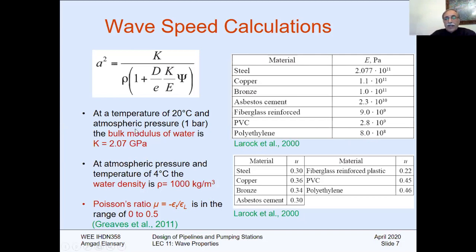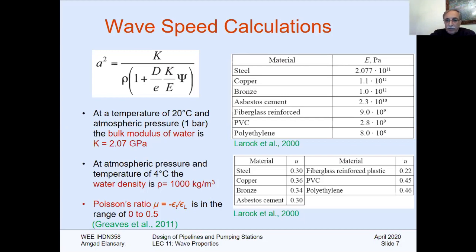Also, we are going to use water under atmospheric pressure, 1 bar, and 20 degrees centigrade, where the bulk modulus of water is K equals 2.07 gigapascal. As we all know, the density of water at 4 degrees centigrade is rho equal to 1,000 kilograms per meter cubed.